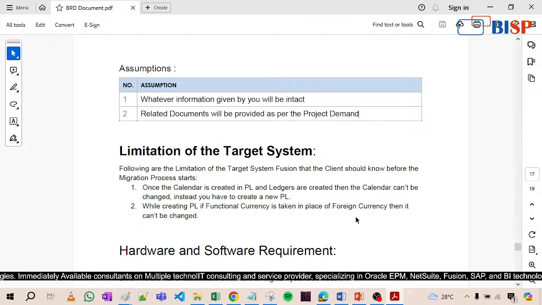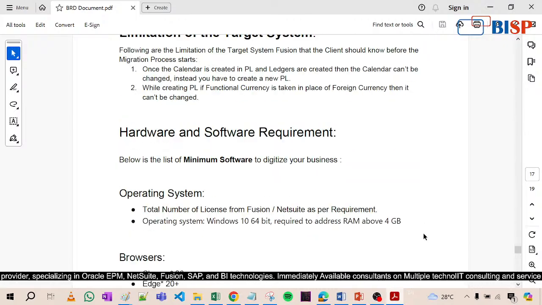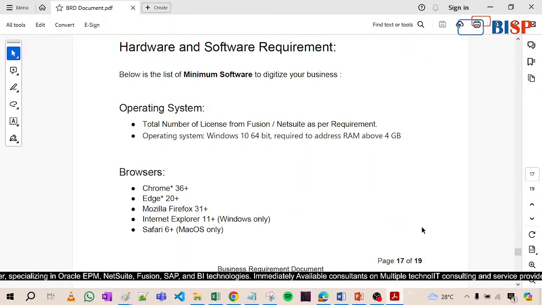That means whatever the demand is, suppose if the requirement is related to sales orders, then definitely I will ask for some documents from them. Then limitations of the target system, we have to also write the limitations of the target system. For example, here in Fusion, once the calendar is created in the PL and ledgers are created, then the calendar can't be changed; instead you have to create a new PL, right? So these are all the limitations.